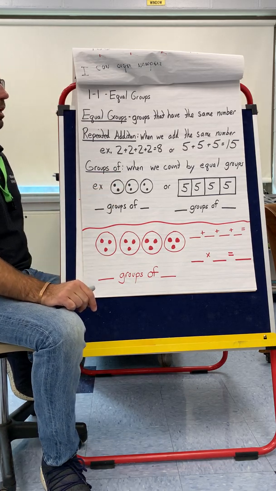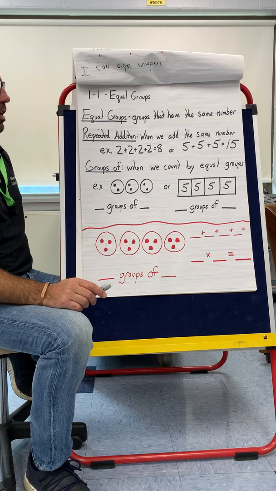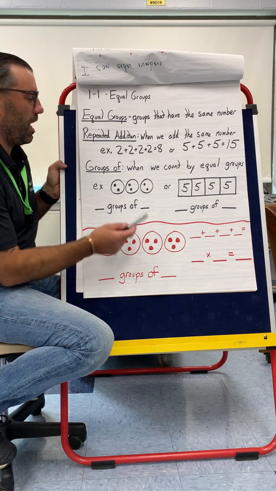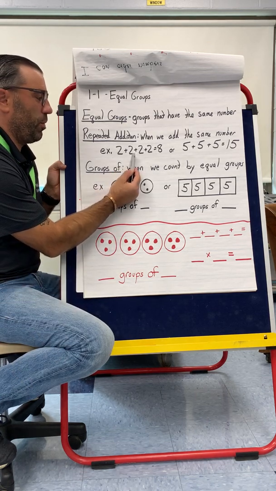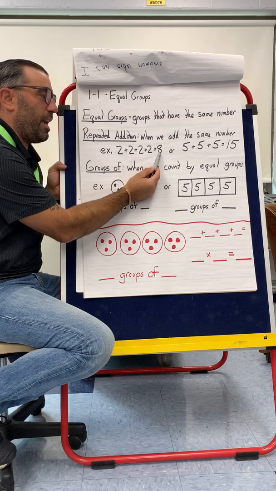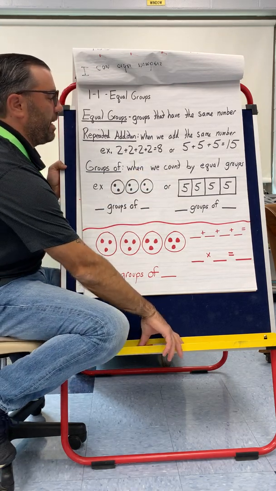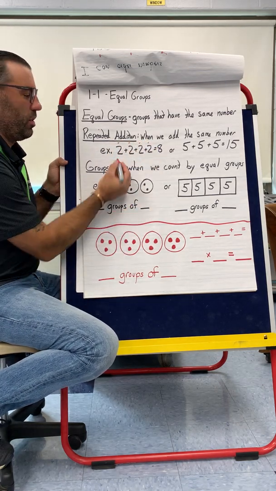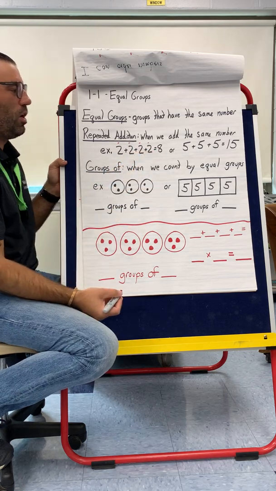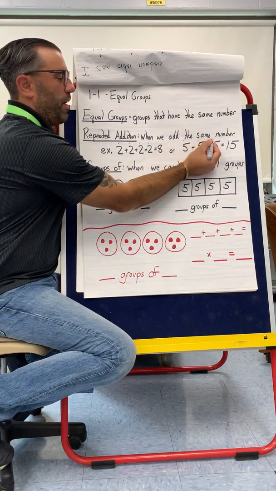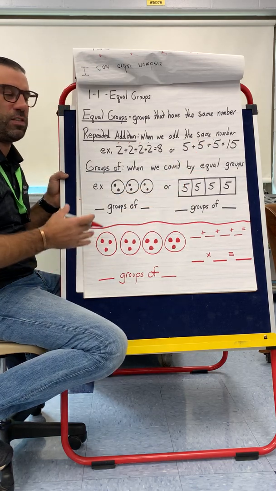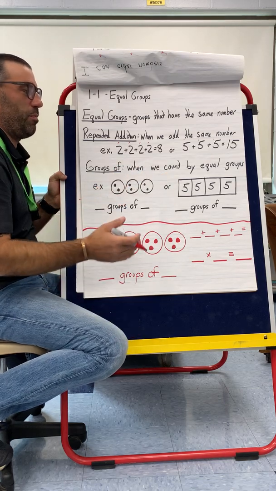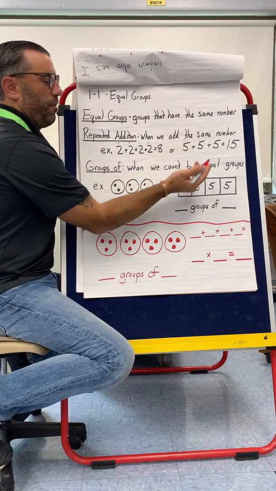Okay? Now, we're going to be talking about something called repeated addition. Repeated addition is when you add the same number several times. For example, 2 plus 2 plus 2 plus 2 equals 8. That is repeated addition because we're adding 2s 4 times. Like 1, 2, 3, 4 2s: 2, 4, 6, 8. Or like 5 plus 5 plus 5 is 15. If we had 3 5s, they're all the same number, so it's 3 5s. 5 plus 5 plus 5, or 5, 10, 15.